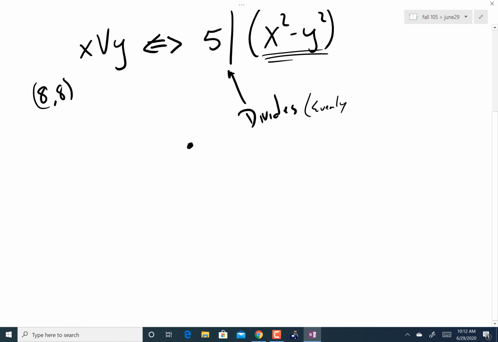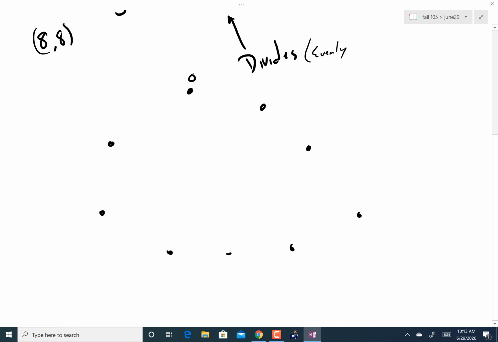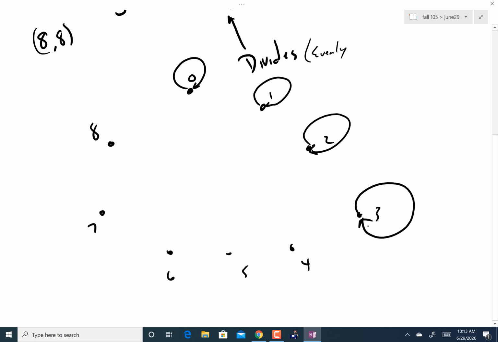So the directed graphs would be simply a matter of going 0, 1, 2, 3, 4, 5, 6, 7, 8, I guess. Yes, so 0, 1, 2, 3, 4, 5, 6, 7, 8. All of them are going to have one of these guys, yes? Every single one of them. Because they can all match up with themselves, just hunky-dory.